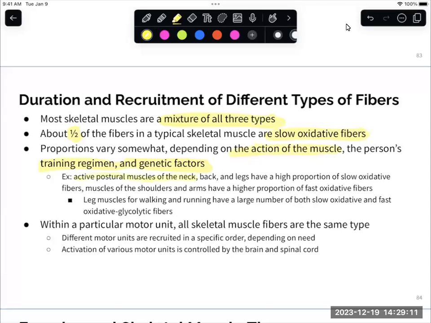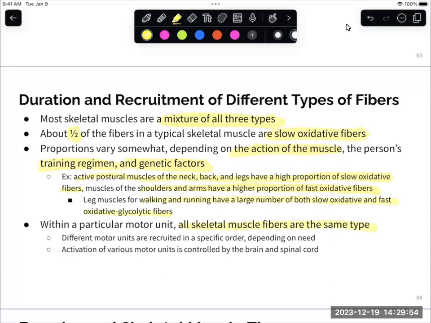So active postural muscles, those have a lot of slow oxidative fibers because they're holding contractions to maintain your posture. Arms and shoulders may have more fast oxidative fibers. Your legs for walking and running, they're going to have slow oxidative and fast oxidative glycolytic. So depending on where they're at in the body, it's going to help determine what we have more of in that specific area.